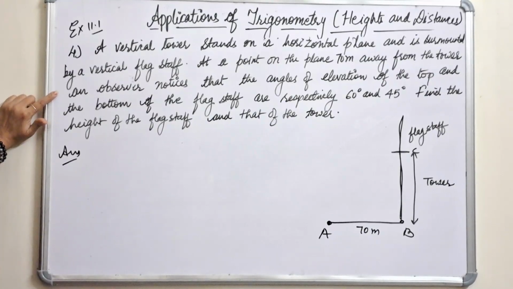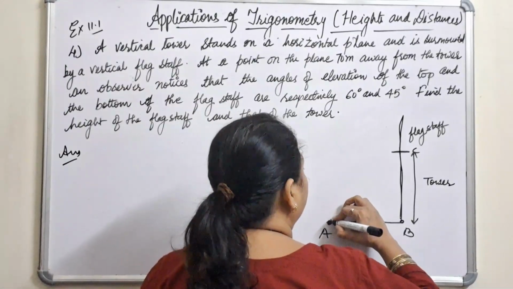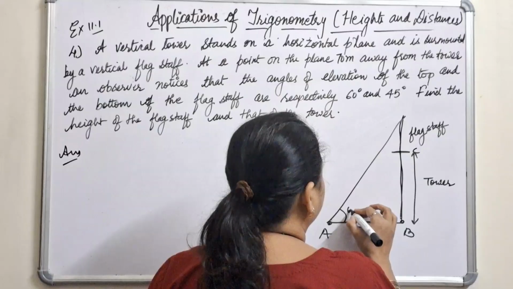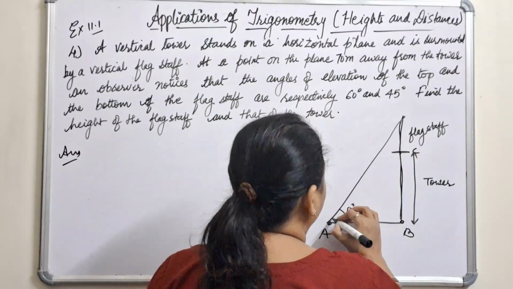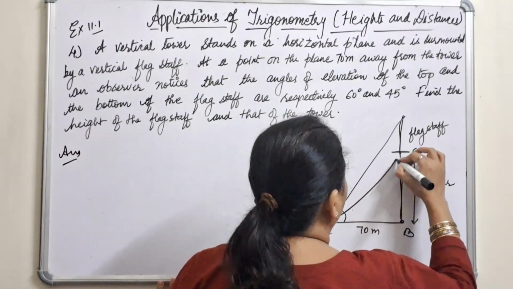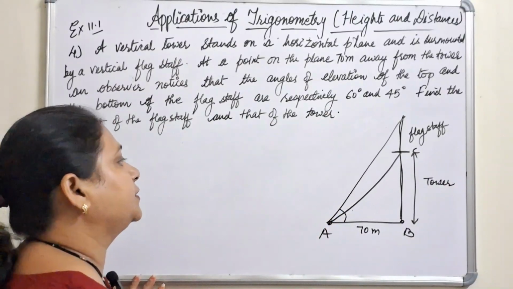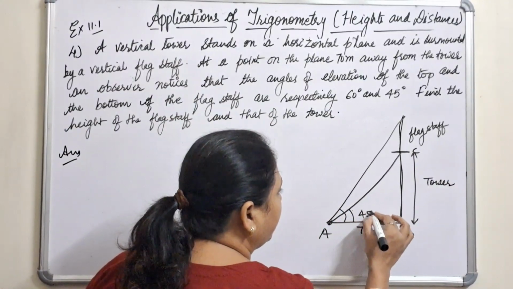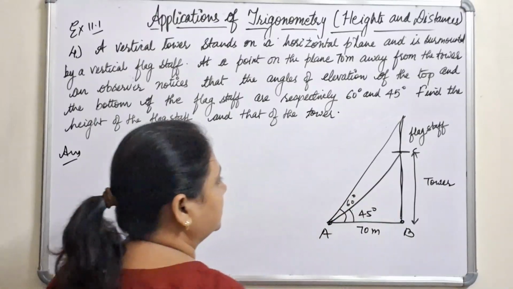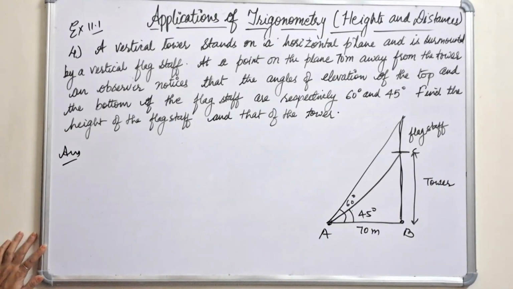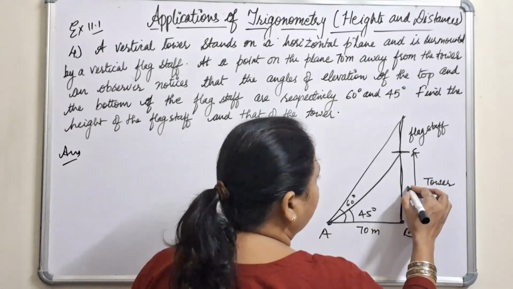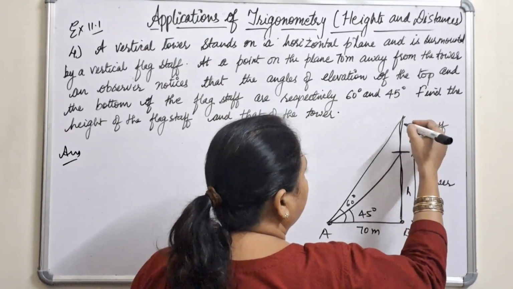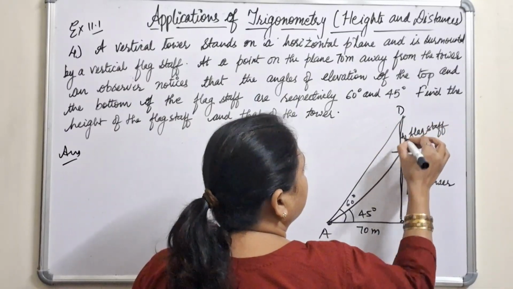An observer notices the angle of elevation of the top and the bottom of the flag step. So first is the top. The angle of elevation of the top is 60 degrees and the angle of elevation of the bottom of the flag step is 45. So this part is 45 and the whole part is 60 degrees. Find the height of the flag step and the tower. Let the height of the tower be h and the height of the flag step be h1.